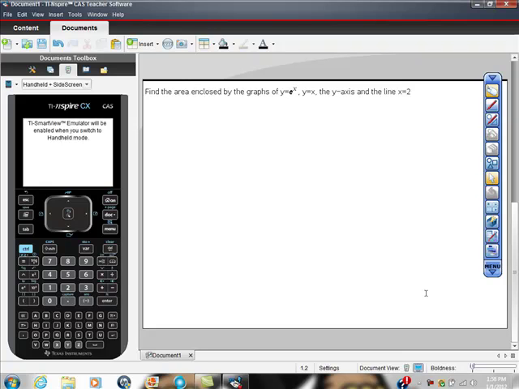Okay, back to AP Calculus. We're going to find the area enclosed by the graph of y equals e to the x, y equals x, the y-axis, and the line x is equal to 2. So we can just start with this.